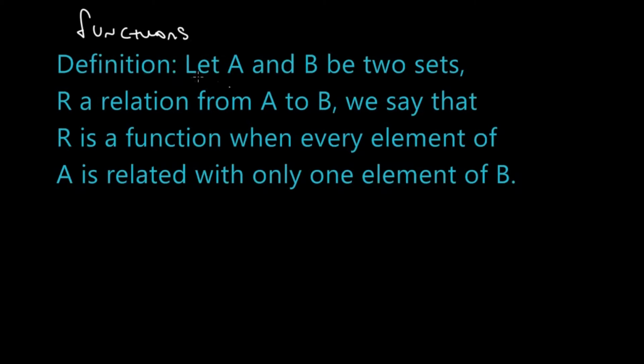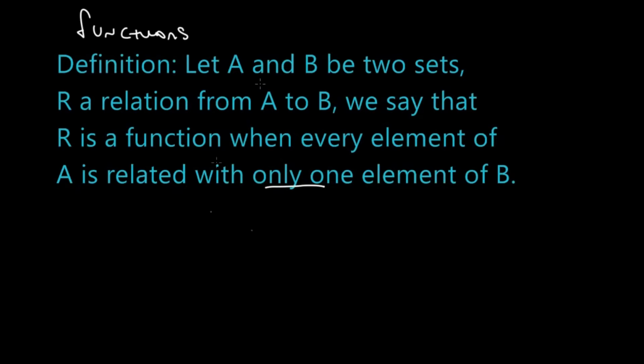So, a definition: we have two sets, A and B, and a relation from A to B. And we say that R, the relation, is a function when every element of A is related with only one, this is very important, only one element of B.